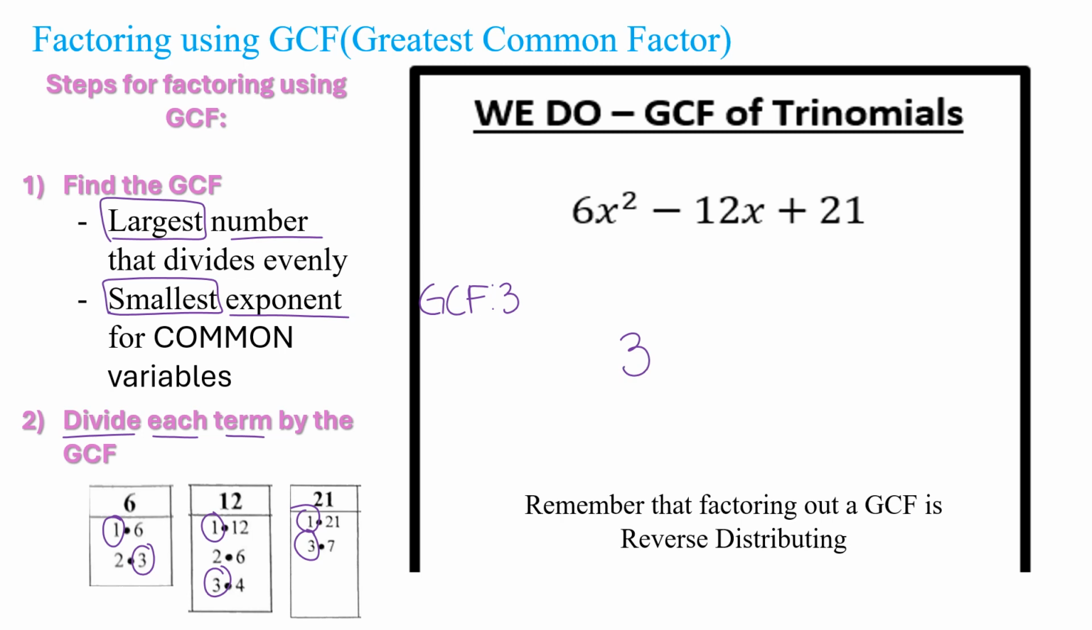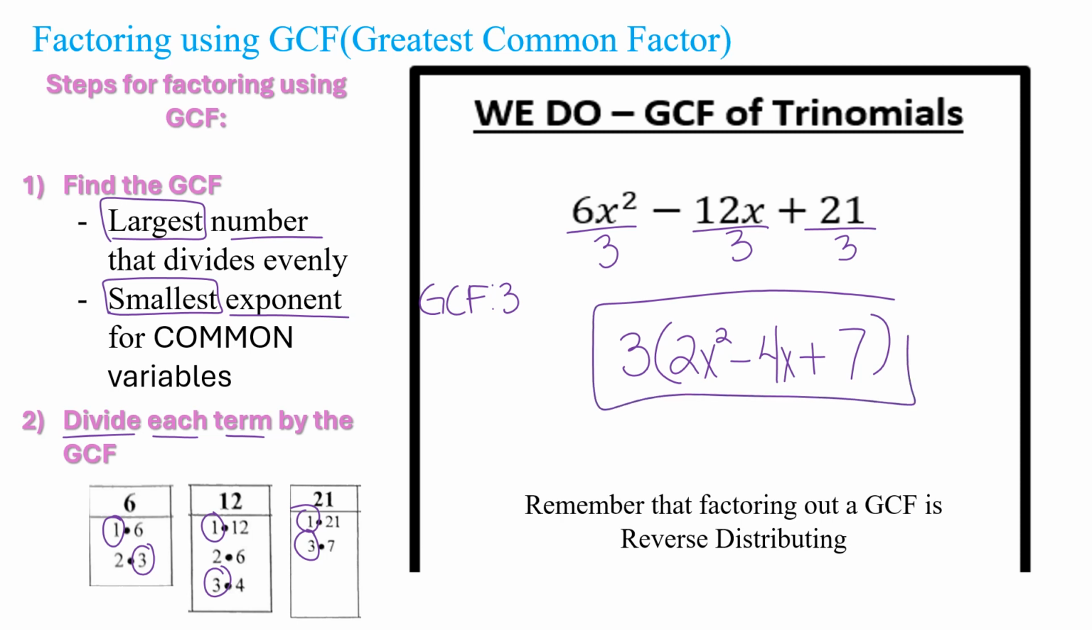So I'm going to write that GCF and then start my parentheses for what is left. So I'm going to divide each of those terms by that GCF of 3. So 6x squared divided by 3 would be 2x squared, minus 12x divided by 3 would be 4x, and 21 divided by 3 would be 7. So here is my final answer. I found that GCF, and then I divided each term by that GCF to get what's left.